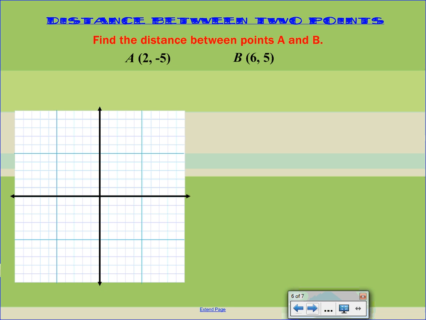Our next problem. So now we've got two random points, A and B, and we want to find the distance between points A and B. All right, so here's the time. Pause it. Try this problem on your own.